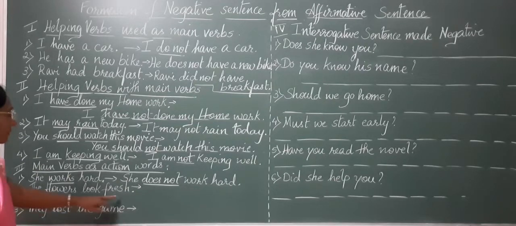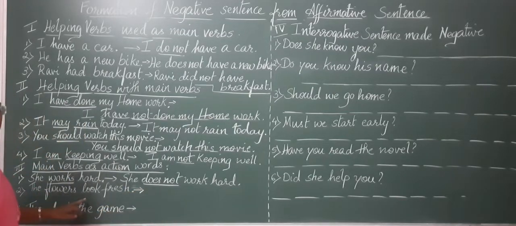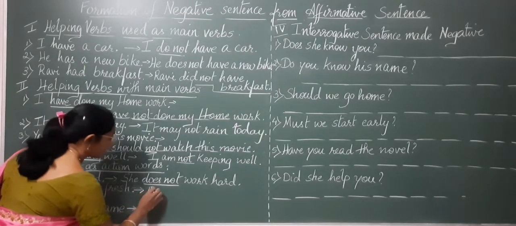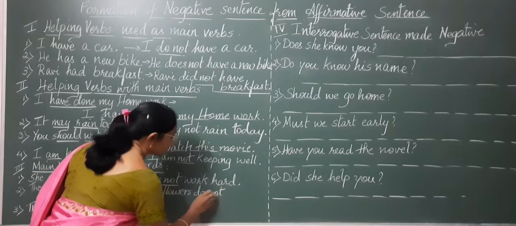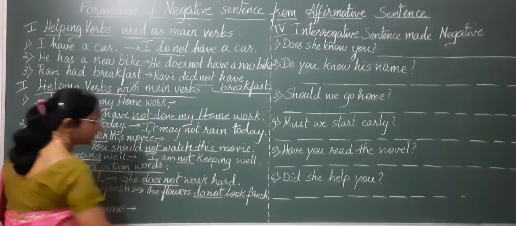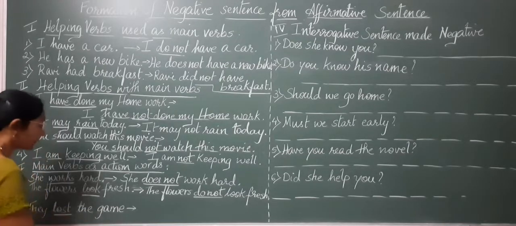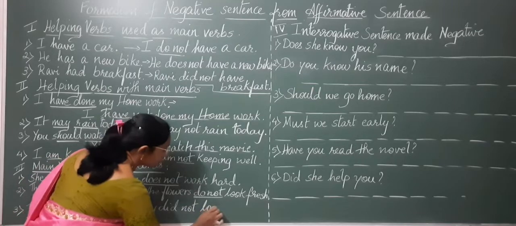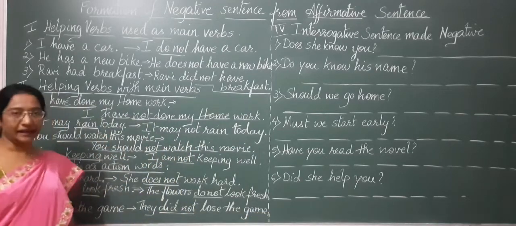The flowers look fresh. Into negative form, look becomes a main verb. The flowers do not look fresh. Do not makes it a negative sentence. They lost the game. Lost is a main verb. They did not lose the game. Did not makes it a negative sentence.